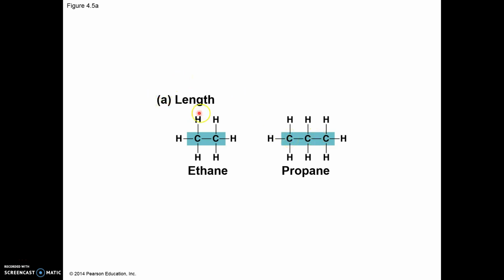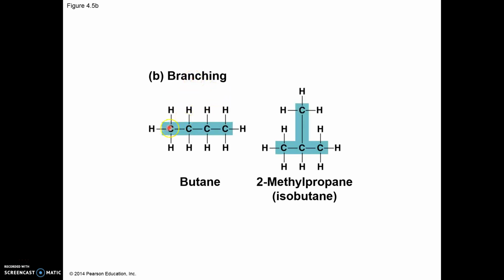We can adjust, instead of the length, we can start looking at branching. Okay, so here's butane, which is 1, 2, 3, 4 carbons. And here's something known as isobutane, which has 1, 2, 3, 4 carbons still. And if you count the hydrogens, they have the same number of hydrogens. But you can see it's a very different structure because we are now branching.